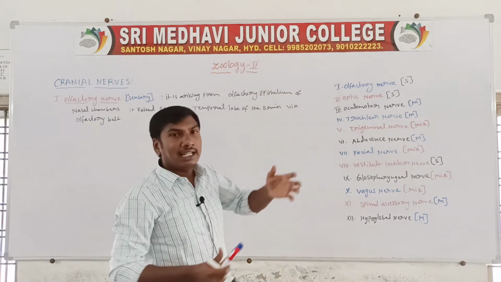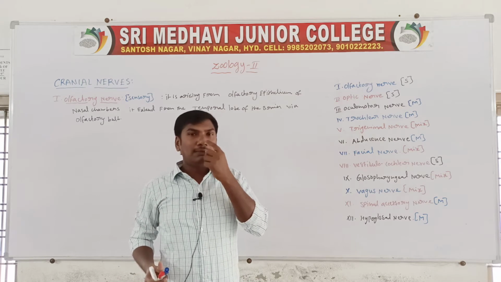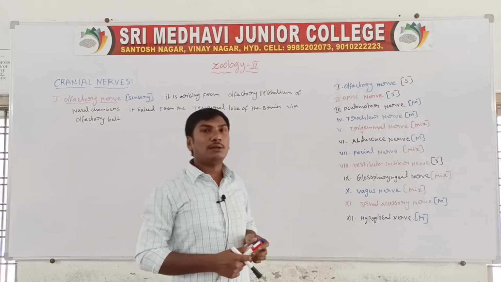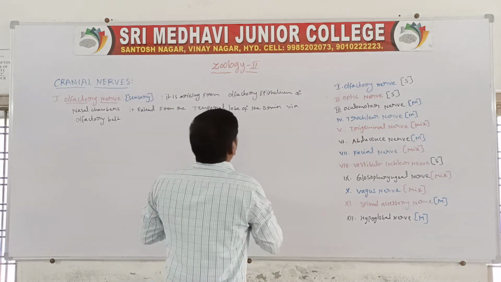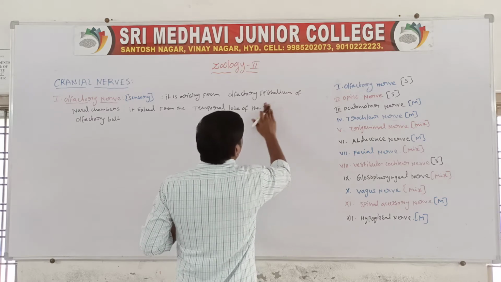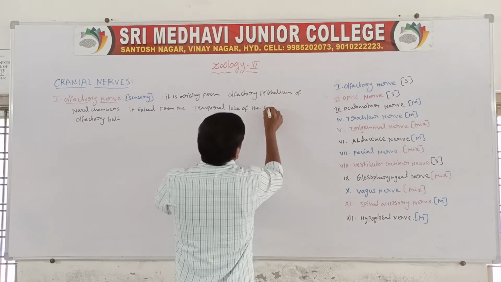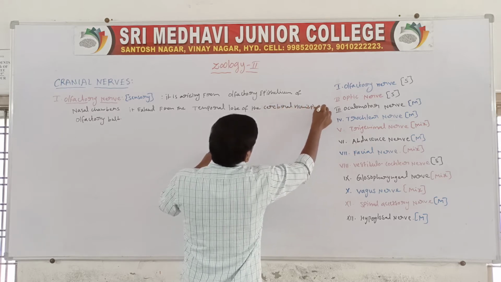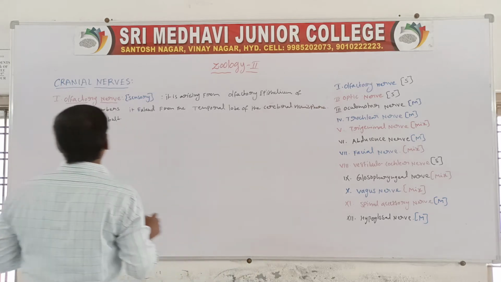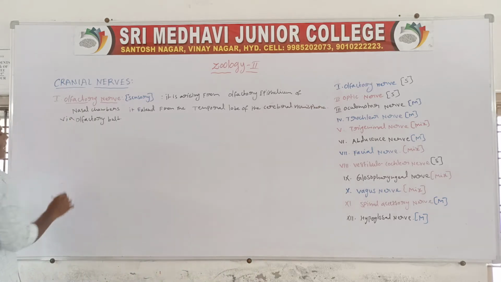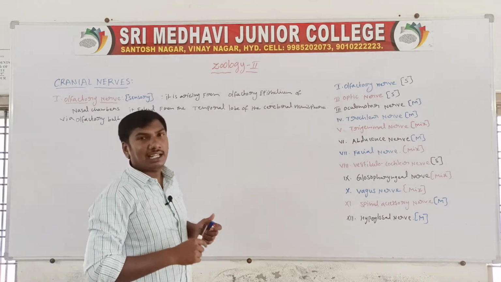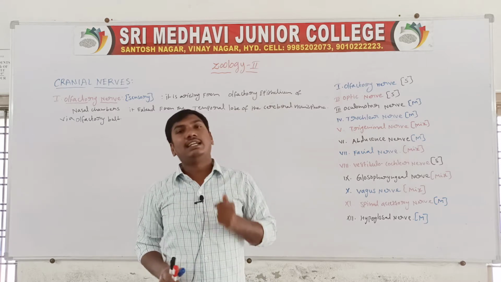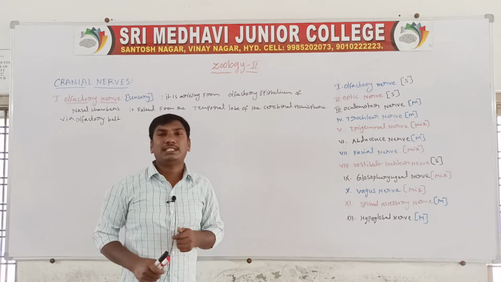So the olfactory nerve starts from the olfactory epithelium of the nasal chamber and ends at the temporal lobe of the cerebral hemisphere via the olfactory bulb.